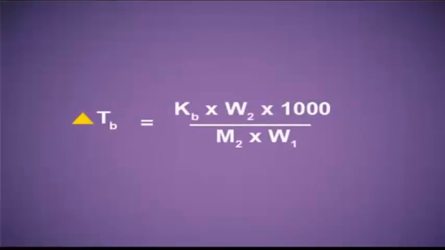Mathematically, delta Tb is equal to Kb into W2 into 1000 divided by M2 into W1. Here you can see that delta Tb is inversely proportional to the molecular mass of the solute. And from this formula, we can calculate the molecular mass of any solute. If the molecular mass is higher, the value of delta Tb will be lower.